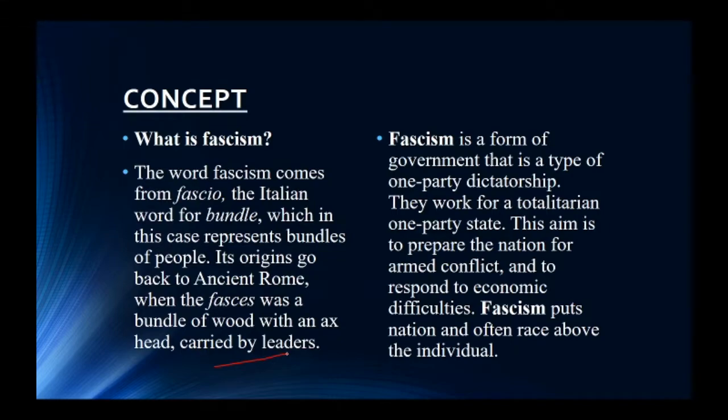Fascism is a form of government that is a type of one party dictatorship. There is a totalitarian regime in a fascist country, and its main aim is to prepare the nation for armed conflict against a common enemy. And facing economic difficulties, fascists often put nation or race above the individual, like it happened in the German Nazi Party. Hitler called the Germans a far superior race than any race that existed at that time. So they are a sort of ultra nationalist.